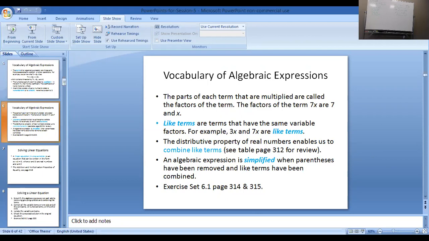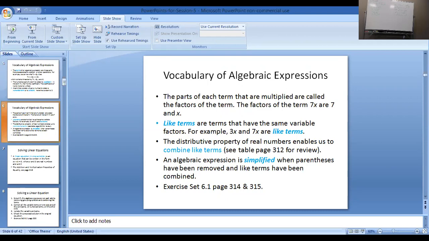Let's look at that table on page 312. It is the commutative property, associative property, distributive property. It's good to remember that. A plus B is the same as B plus A. Example, 13 times x to the power of 2 plus 7x is the same as 7x plus 13 times x to the power of 2.